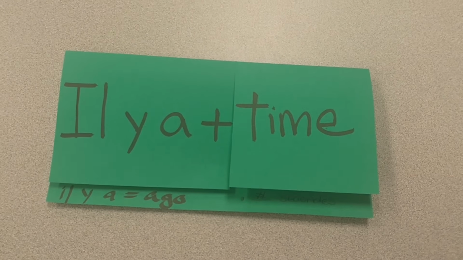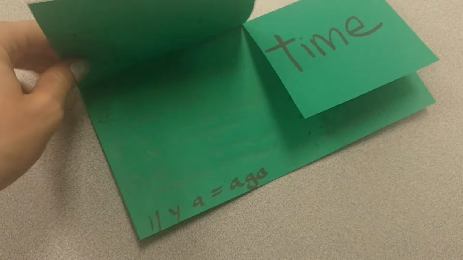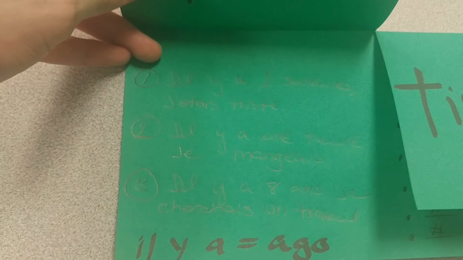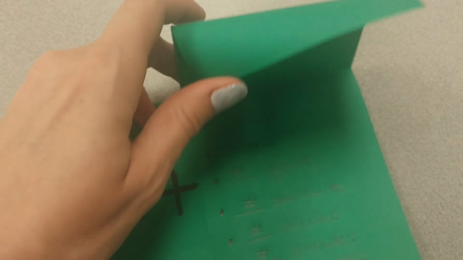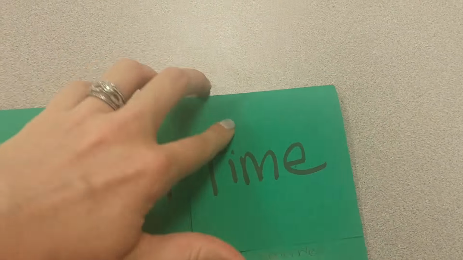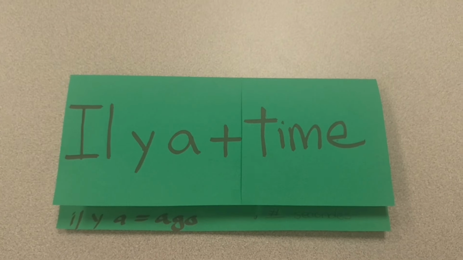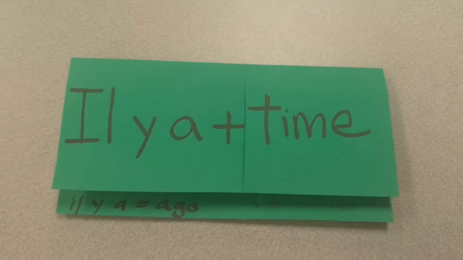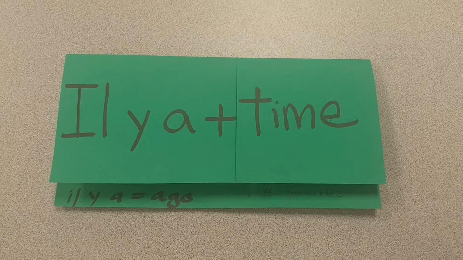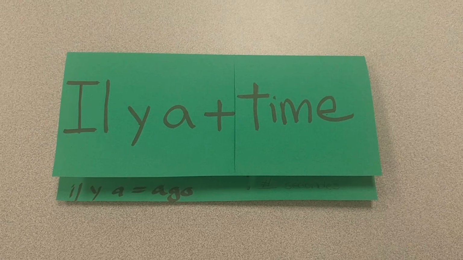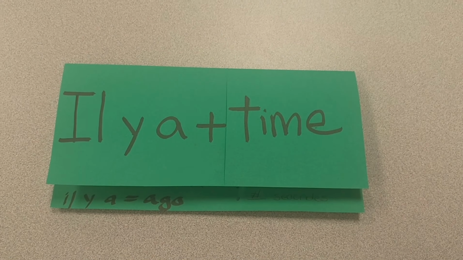Today we're going to be talking about the expression il y a plus a time expression. You're going to make a foldable today that looks like this, and you're going to glue it in on the left-hand side of your cahier in the grammaire section. I'm going to take you through step by step on how to do this, and then you'll do some more structured notes for this expression il y a plus time. Let's get started.